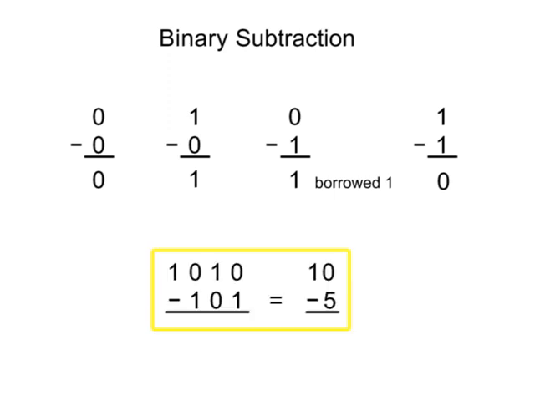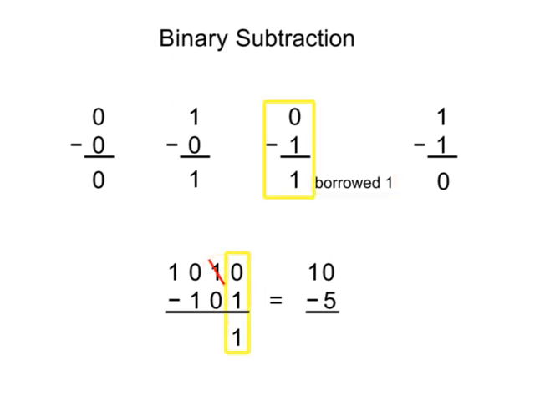10 minus 5 looks like this. 0 minus 1 requires a borrowed 1 and yields 1. Now, the second digit place is a 0. So 0 minus 0 yields a 0. Then 0 minus 1 requires a borrowed 1, and the resulting binary number is 1, 0, 1, or 5.